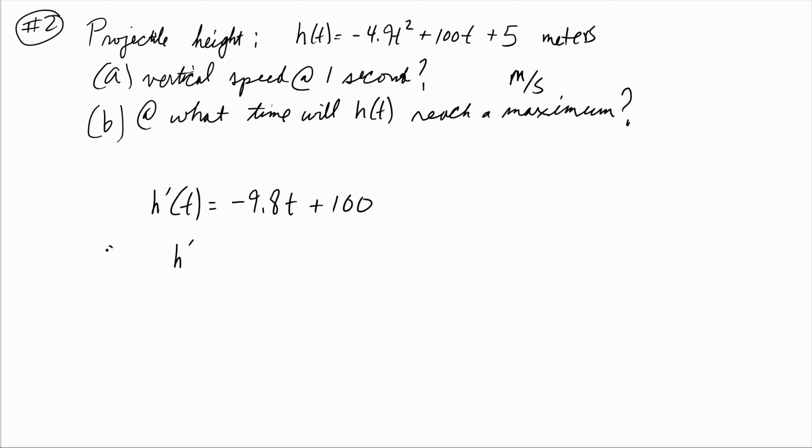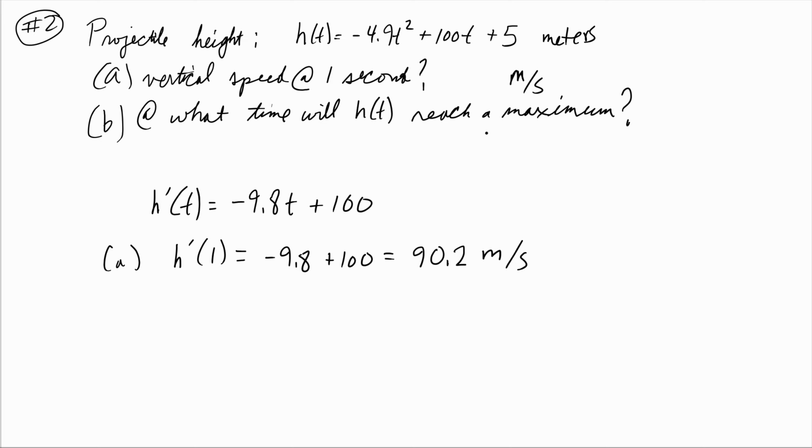So to answer part A, and remember to use the units, meters per second, h prime of 1 would be equal to simply negative 9.8 times 1. Just leave it like that, plus 100, which would be equal to simply 90.2, right? So 90.2 meters per second right at that moment. All right, let's look at the next part.